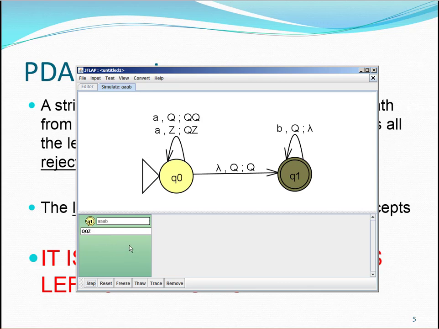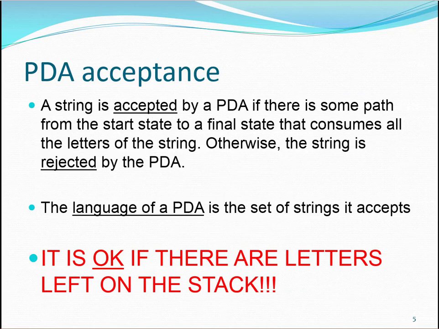Why is that? Because we accept if there is some path through that allows us to get through using all the letters, and we don't care what's on the stack. So really, all you need to remember from this video is it's okay if there are letters left on the stack. That has nothing to do with whether you accept a string or not.